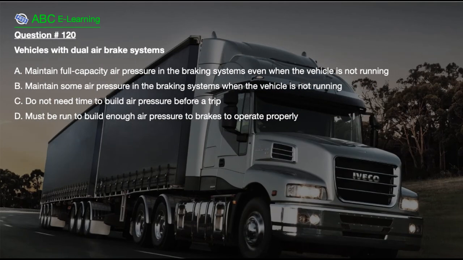Question number 120. Vehicles with dual air brake systems. A. Maintain full capacity air pressure in the braking systems even when the vehicle is not running. B. Maintain some air pressure in the braking systems when the vehicle is not running. C. Do not need time to build air pressure before a trip. D. Must be run to build enough air pressure to brakes to operate properly.